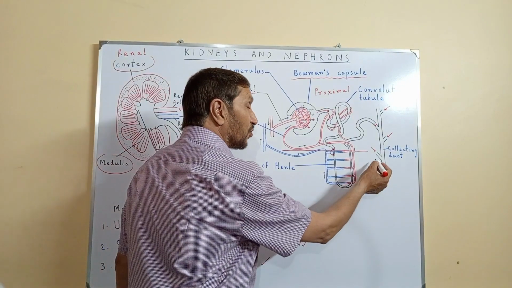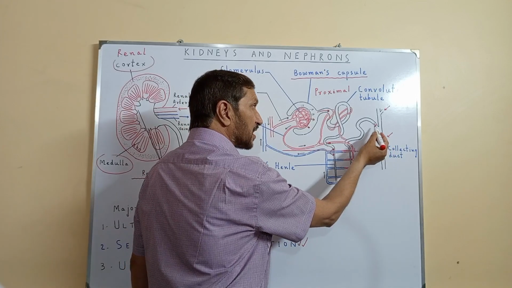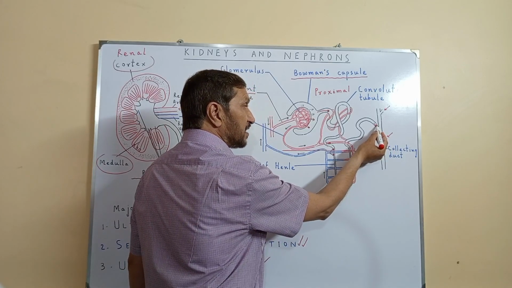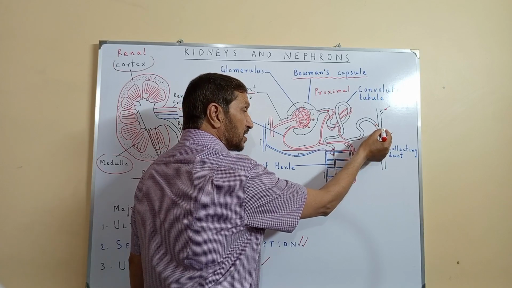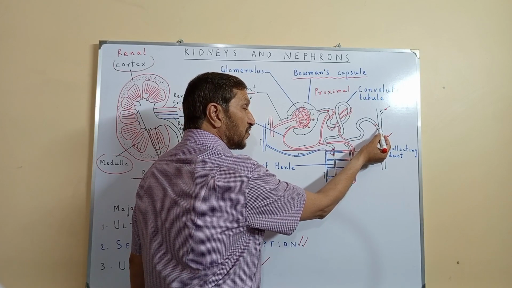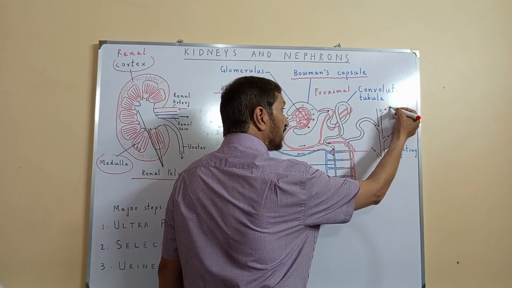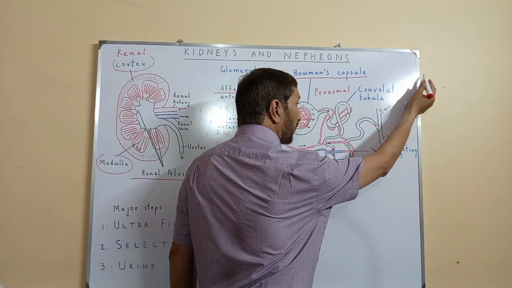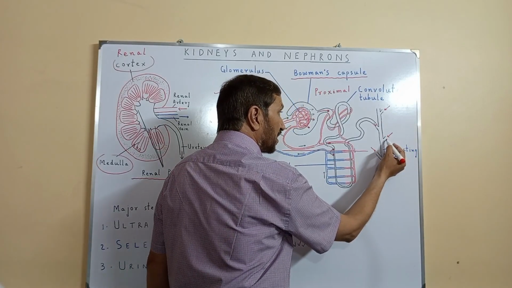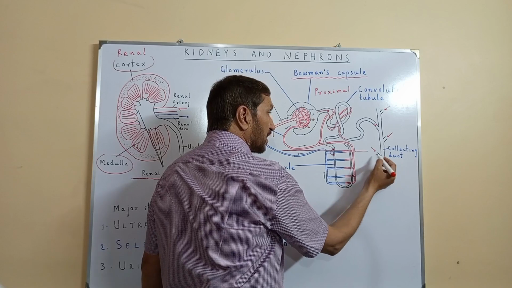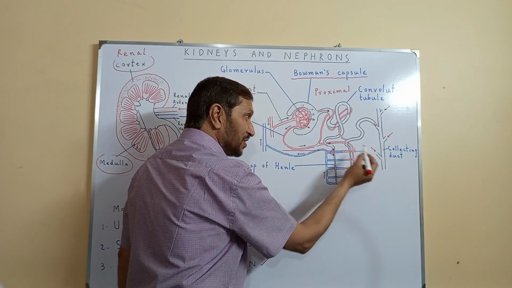Now urine will be collected through the collecting duct. So the collecting duct is here. When the nephron is ending, the tubule is ending here, it is pouring its urine, its filtrate, into the collecting duct. This arrow is representing that here there will be another nephron, and at this point there will be another nephron which is pouring its urine into the collecting duct, and here there will be another nephron which is pouring its filtrate into this collecting duct.